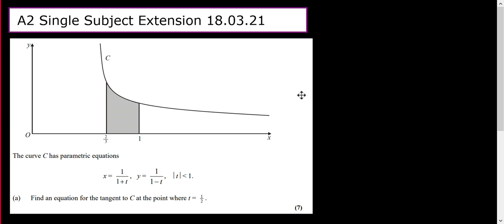So we've got here a curve which has parametric equations given, x equals 1 over 1 plus t and y equals 1 over 1 minus t, where t is in between minus 1 and 1. And we're asked to find the equation of a tangent. So, we know that whenever we're asked to find the equation of a tangent, we're going to have to differentiate, okay?